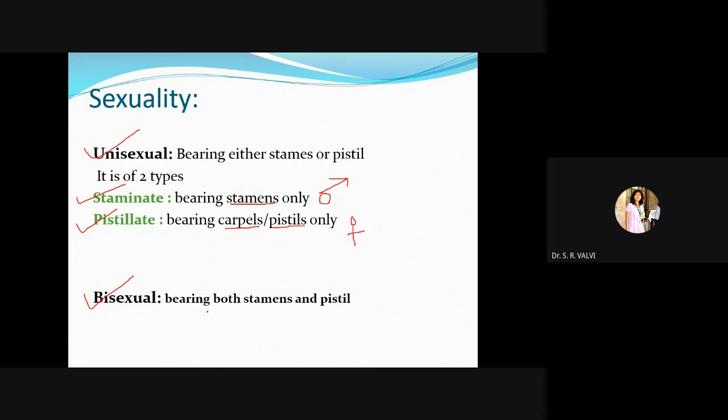Bisexual flowers bear both stamens and pistil, right? Here we have both the sex organs in a flower, then it is called a bisexual flower, right? And if only one sex organ is present in the flower, then the flower is called unisexual.